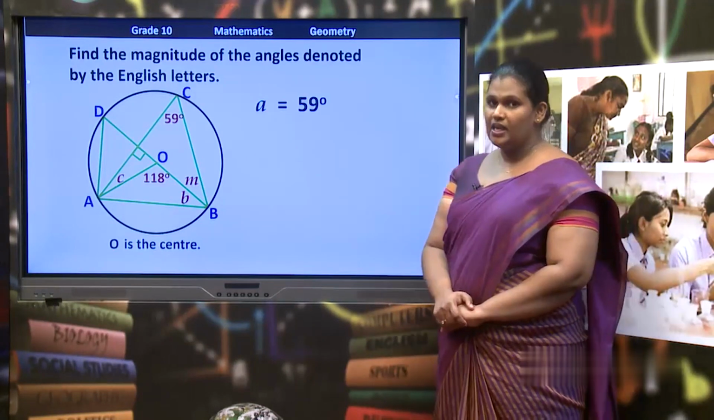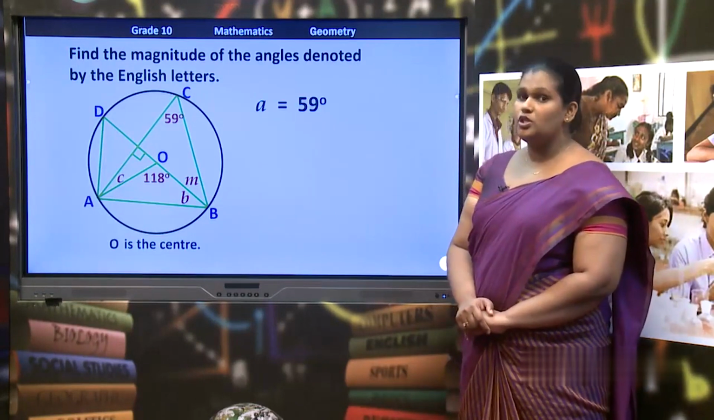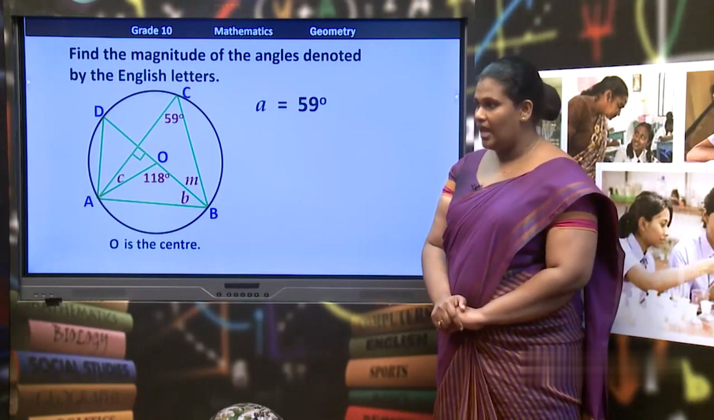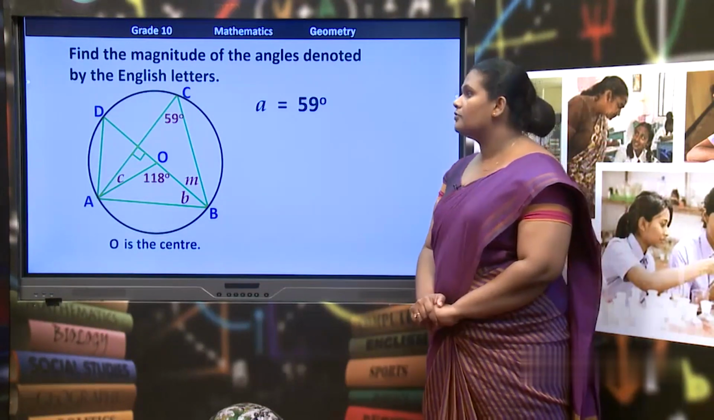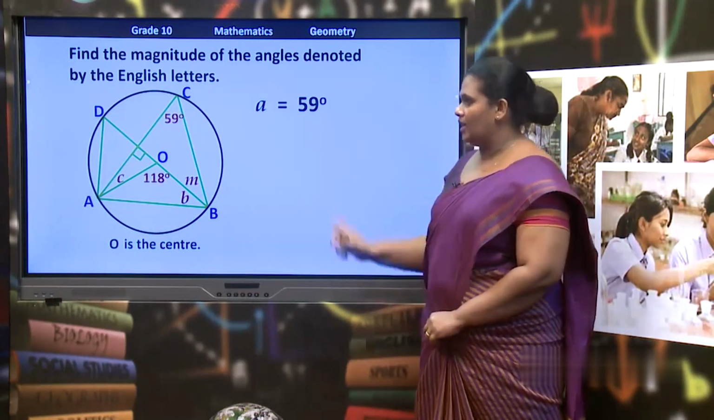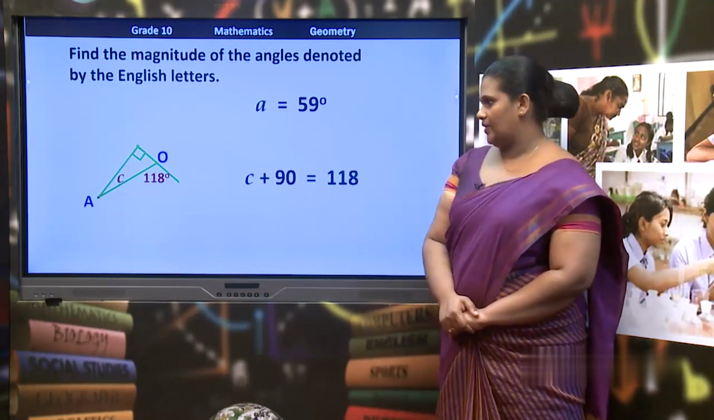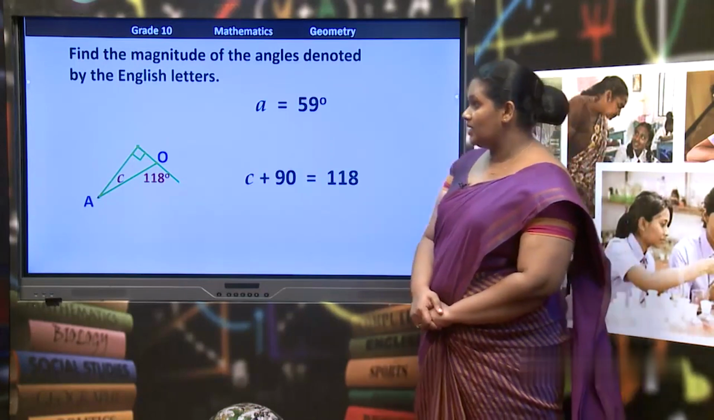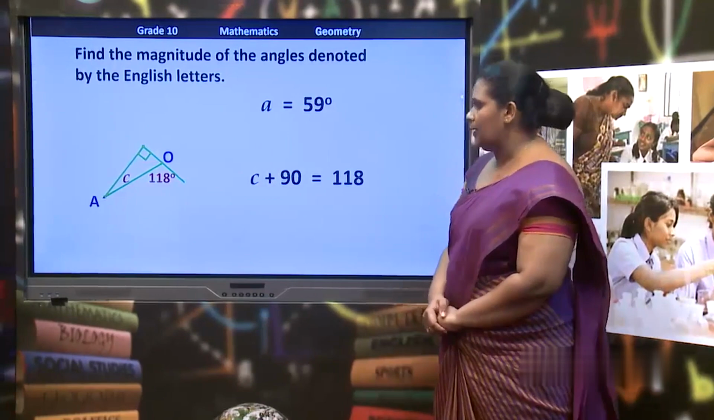Now, this was the diagram we earlier had. Now, I have substituted the value of A. I have taken off A and I have put the value of 59 degrees there. Right. Now, we will take another part of this diagram. Right. Using this, I am going to find the magnitude of C.